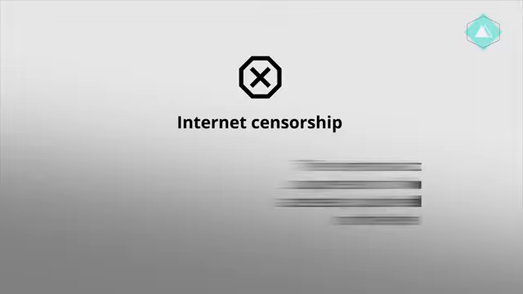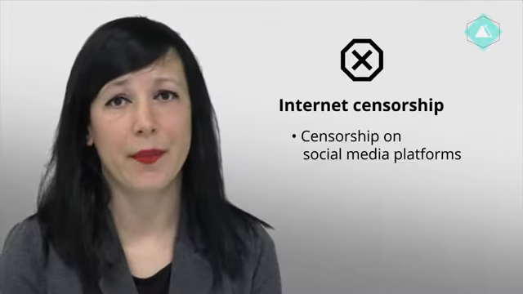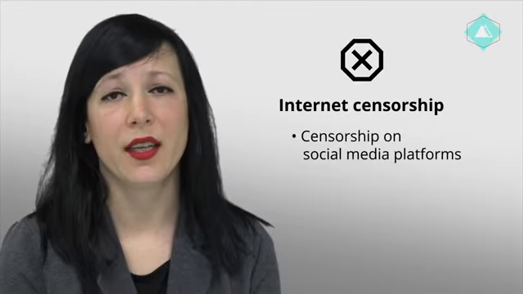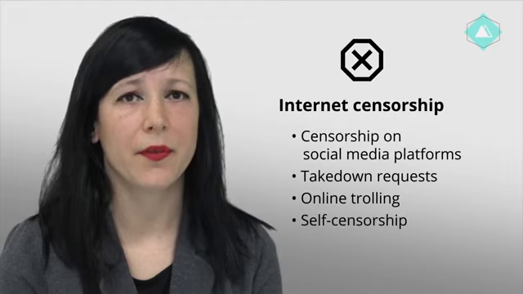Before we dive into discussing how to measure internet censorship, let's first clarify what internet censorship is. Generally, internet censorship is the intentional control or suppression of what can be accessed, published, or viewed on the internet. And there are many forms of censorship on the internet, such as censorship on social media platforms, when companies like Facebook remove certain content, takedown requests, online trolling, and self-censorship.